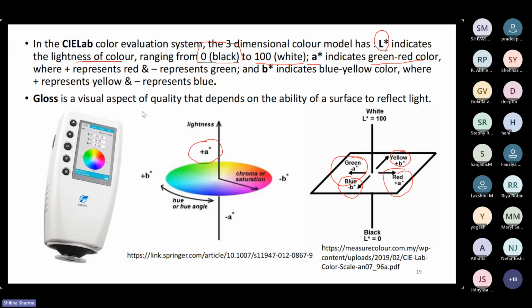Another term when we measure color is gloss. Gloss is a visual aspect of quality, which depends on the surface of the food, on how much light is getting reflected. So that is gloss.